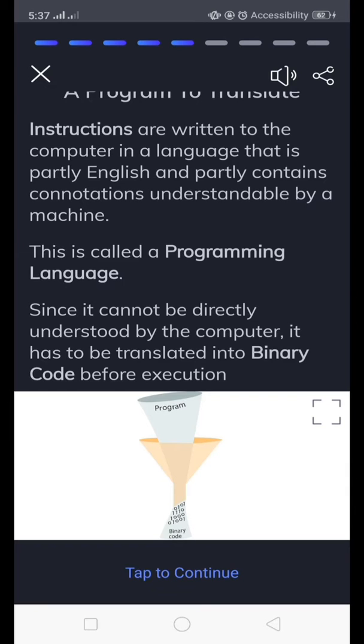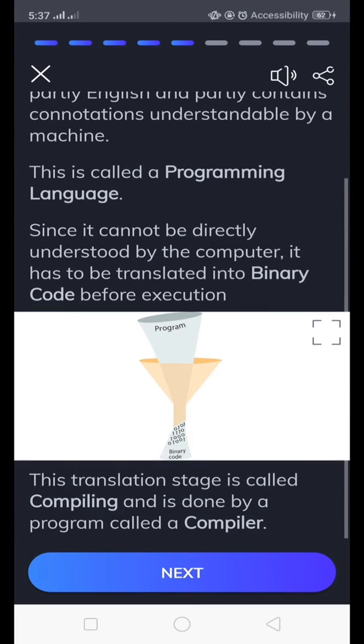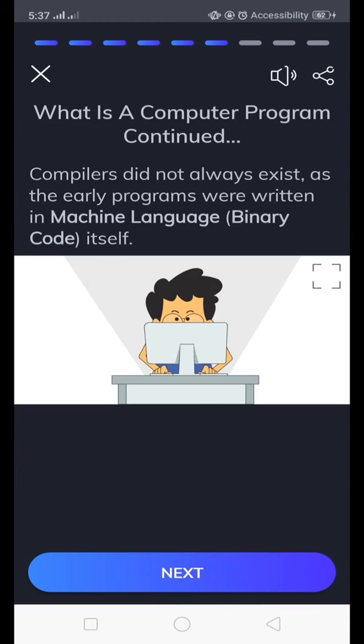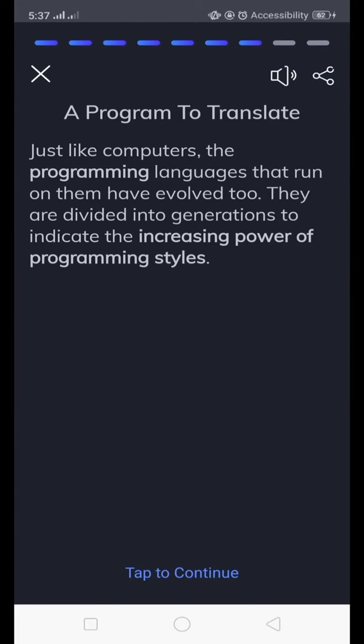Since it cannot be directly understood by the computer, it has to be translated into binary code before execution. This translation stage is called compiling and is done by a program called a compiler. Compilers did not always exist, as the early programs were written in machine language, binary code, itself. Just like computers, the programming languages that run on them have evolved too. They are divided into generations to indicate the increasing power of programming styles.